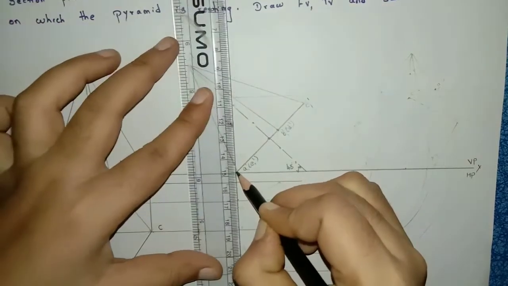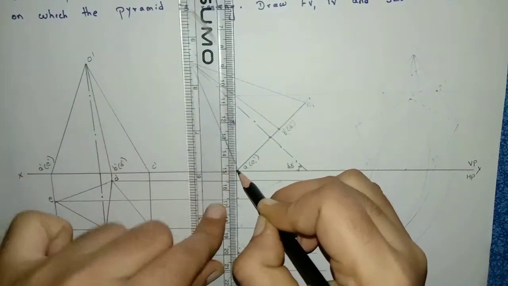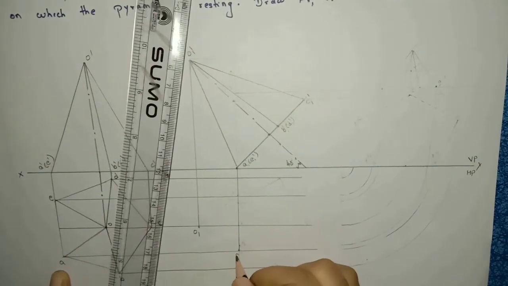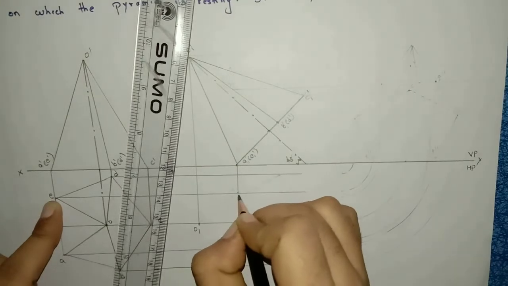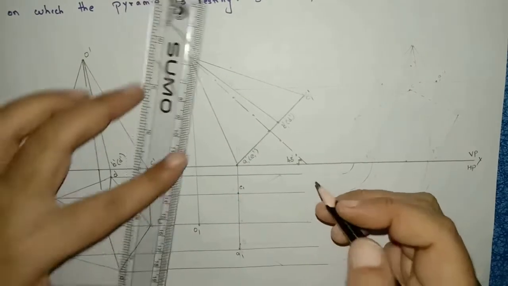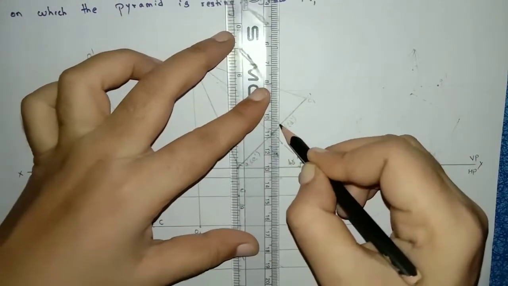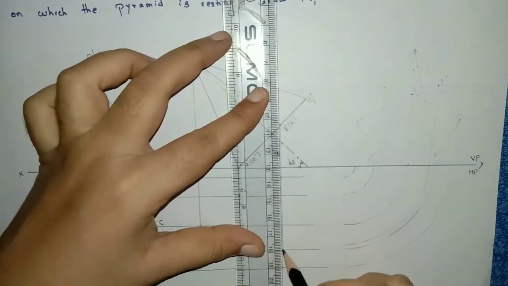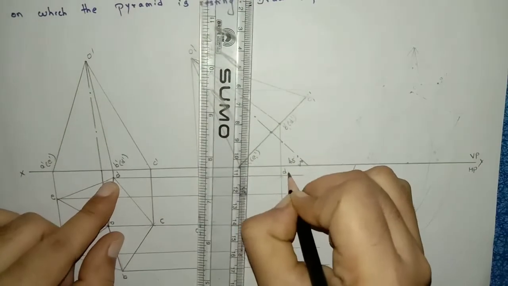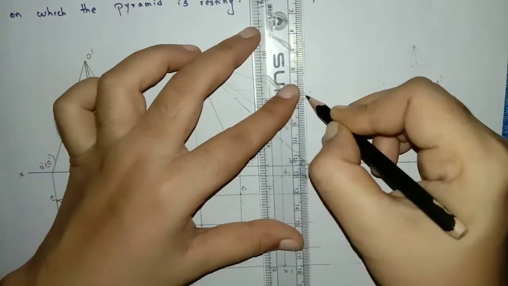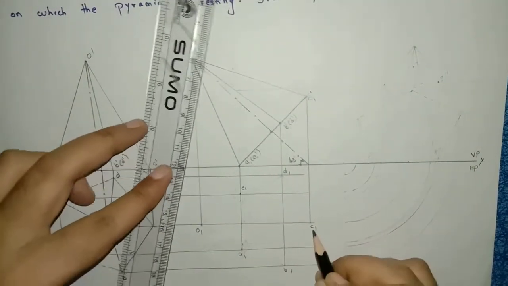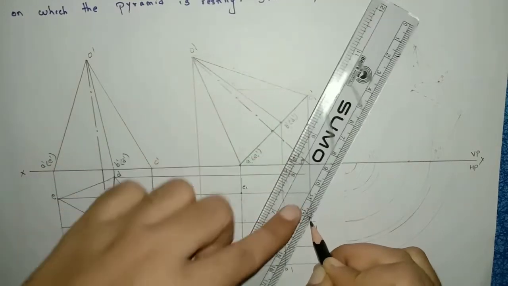A1 E1, from A1 E1 project the line A to A, name it as A1. E to E, name it as E1. Right, then next B1 D1, from B1 D1 project the line B1 to B, D1 to D. From C1 project the line C to C, name it as C1. Right, now join here.